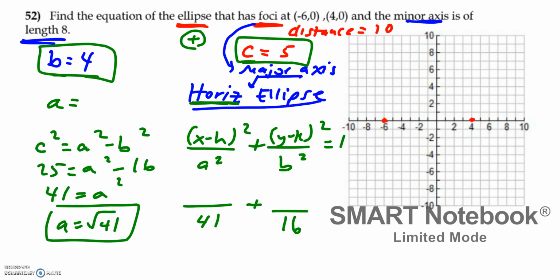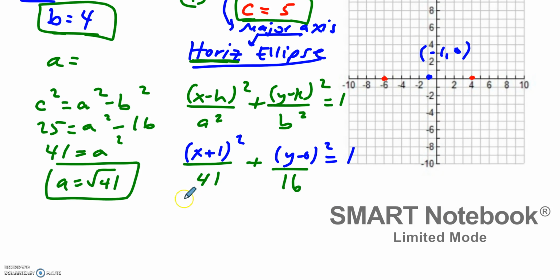And the last but not least thing I need to find is my center. The center is always directly in the middle of my two foci. So 1, 2, 3, 4, 5, 6, 7, 8, 9, 10 units. So 5 units from there, 5 units from there. So my center is at -1, 0, which means I have x plus 1 quantity squared, and y minus 0 quantity squared equals 1. If simplified, the best answer would be x plus 1 quantity squared over 41 plus y squared over 16 equals 1.